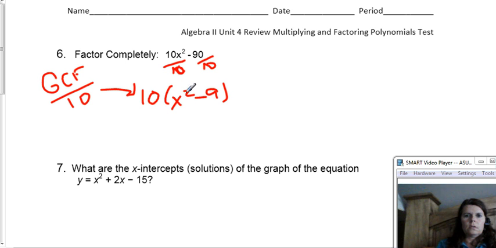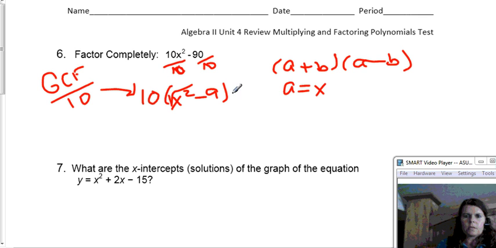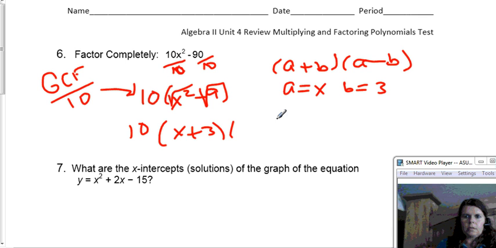Now, you've learned that this is a difference of squares. And difference of squares is a plus b times a minus b. And how do you find your a and your b? Well, you square root this. Square root of x squared is x. Square root of 9 is 3. So you bring down your 10. And then you do a plus b, x plus 3, and x minus 3. The x goes there, the 3 goes there.